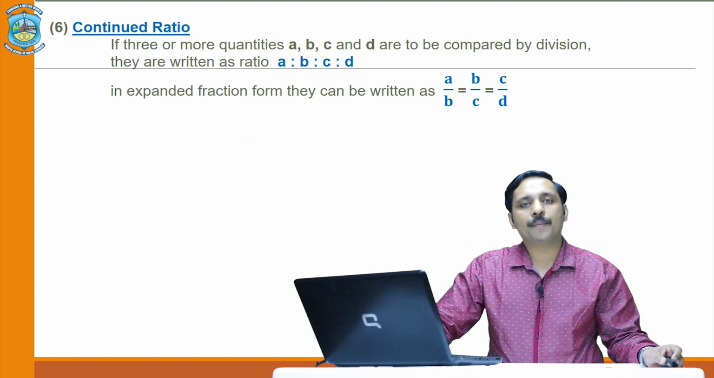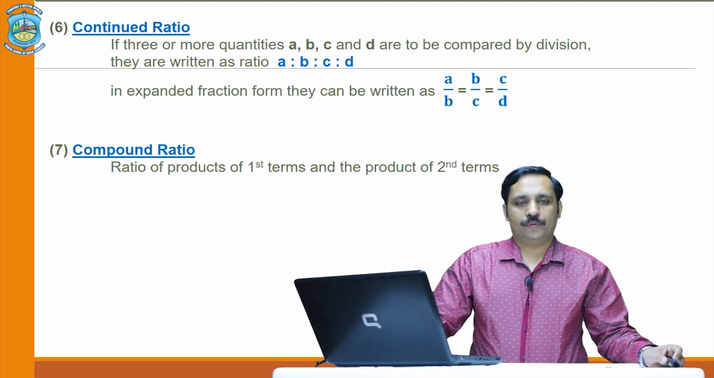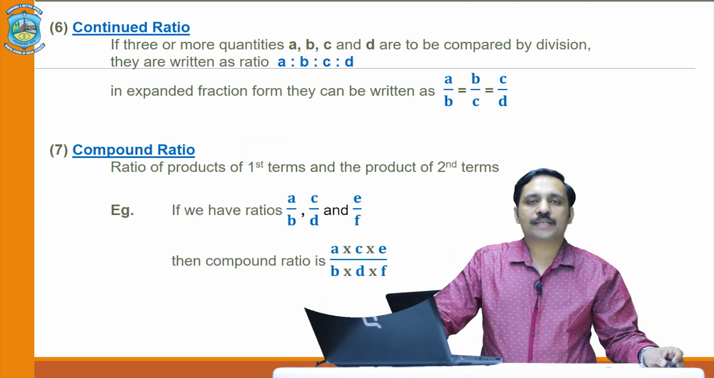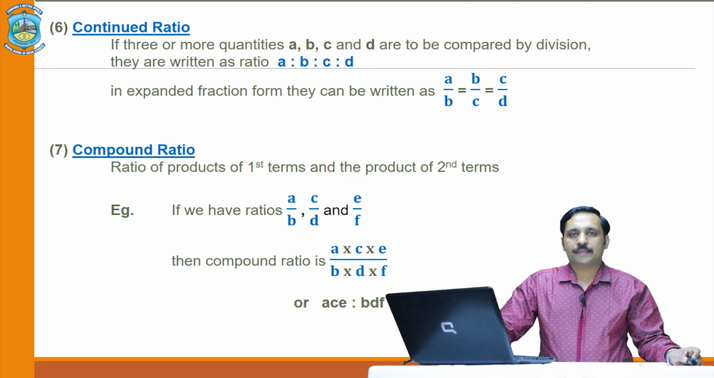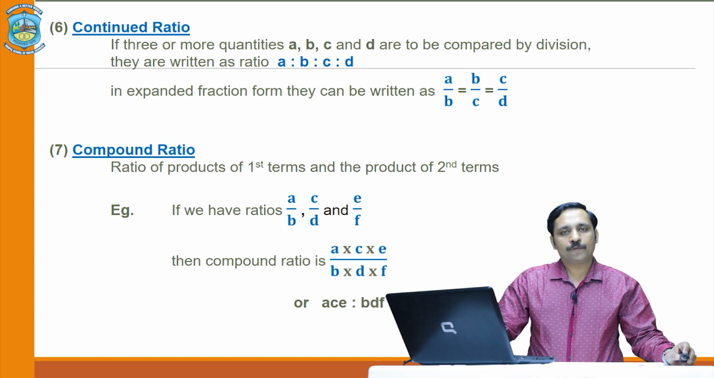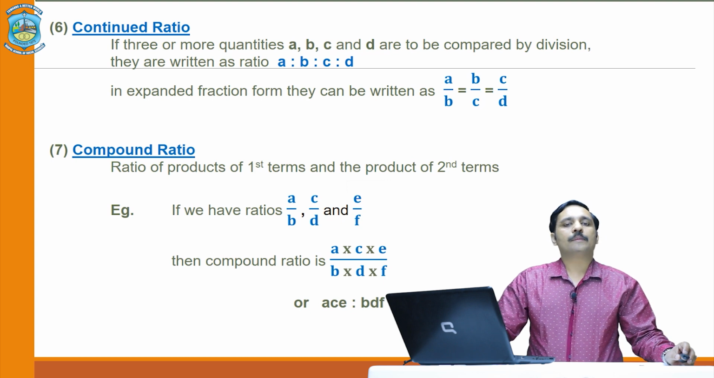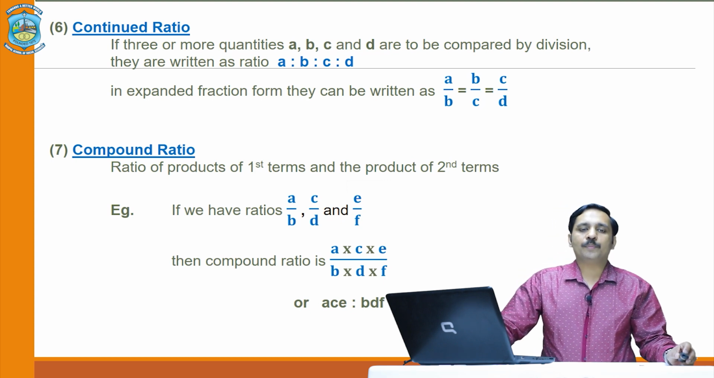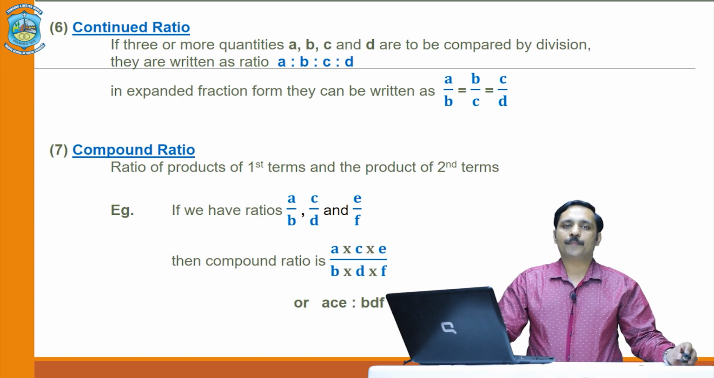The next ratio is compound ratio. Here, the ratio of the product of all first terms with the product of all second terms is called compound ratio. For example, we have ratios A upon B, C upon D, E upon F. Here, none of the parameters are repeating. So the compound ratio of this is, we have to multiply all first terms, that is A into C into E, with the product of second terms, that is B into D into F. So we have ACE is to BDF. This ratio is called compound ratio.